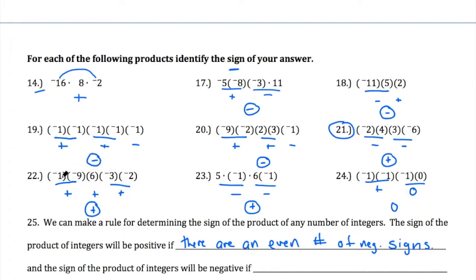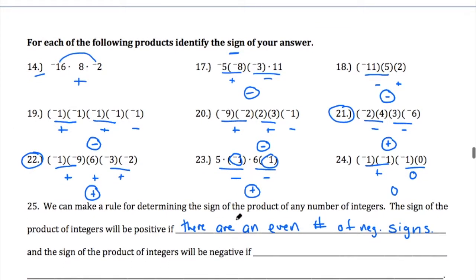In number 22, 1, 2, 3, 4. That's an even number of negatives, so that's positive. Here, 1, 2. So that works out. An even number of negatives gives us a positive. Great. And the sign of the product of integers will be negative then, of course, if there are an odd number of negative signs.